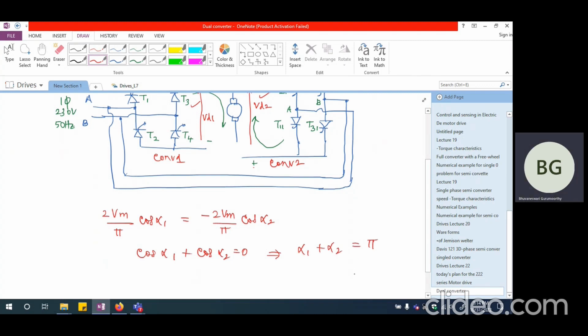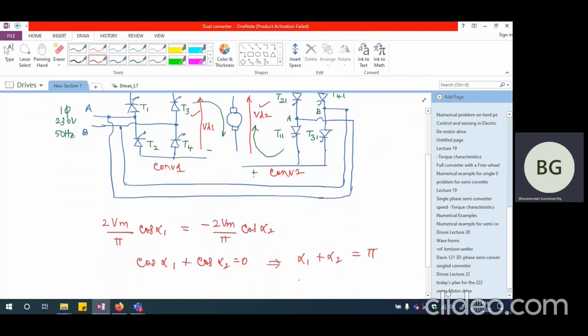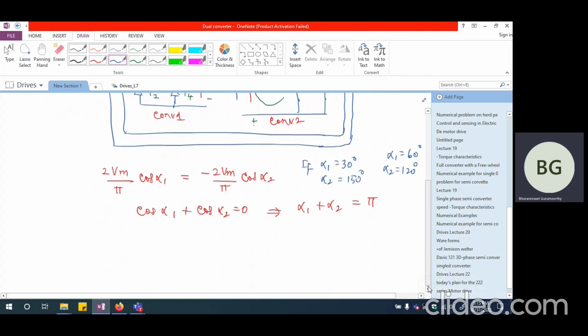So if alpha 1 plus alpha 2 equal to pi, then on an average basis, if it is continuous current, I should be able to get VD1 equal to VD2 when I'm connecting them together like this. For example, if alpha 1 is 30 degrees, then alpha 2 should be 150 degrees, 180 minus 30, which is 150 degrees. Similarly, if alpha 1 is 60 degrees, then alpha 2 should be 120 degrees. Only then this VD1 equal to VD2 will be valid. Otherwise, it will not be valid.